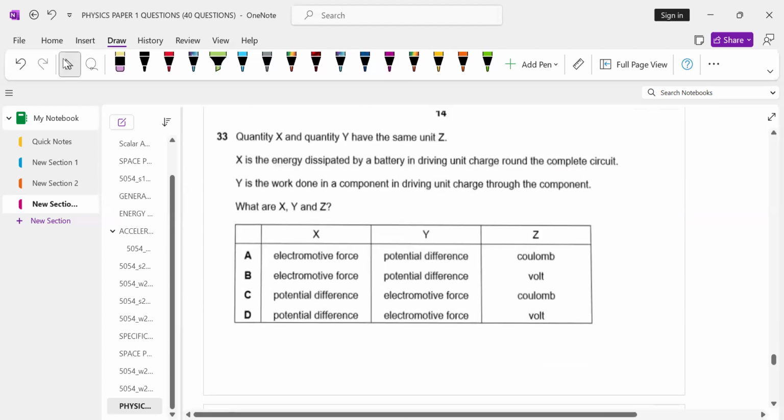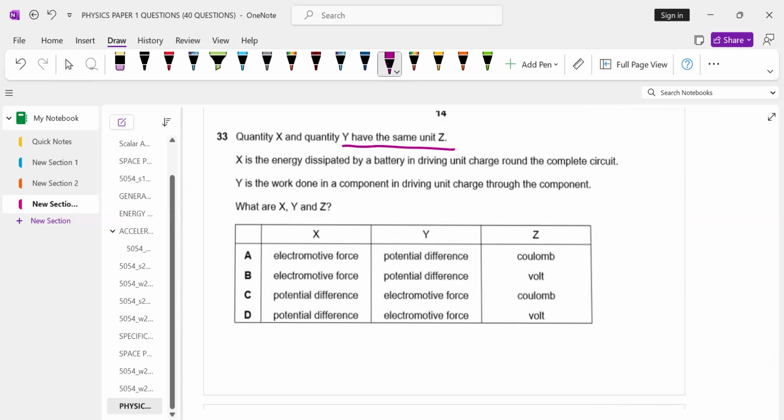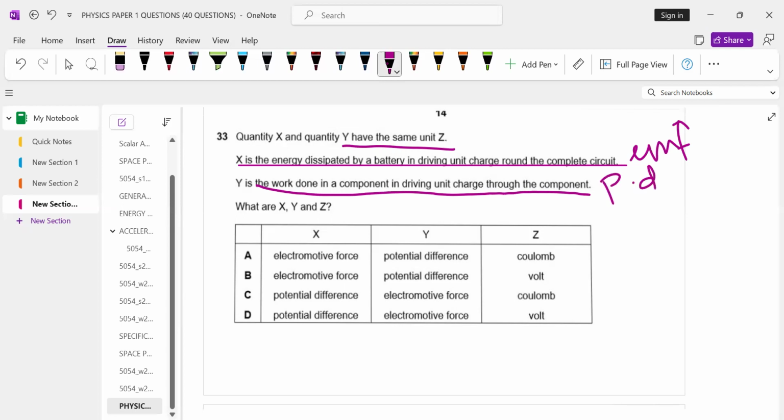Then question number 8. Quantities X and Y have the same unit Z. X is the energy dispatched by the battery in driving a unit charge around one complete circuit. So this is the definition of EMF. Y is the work done by a component in driving one unit of charge through a component. So Y is PD. And PD and EMF have the same unit, which is volts, or V.